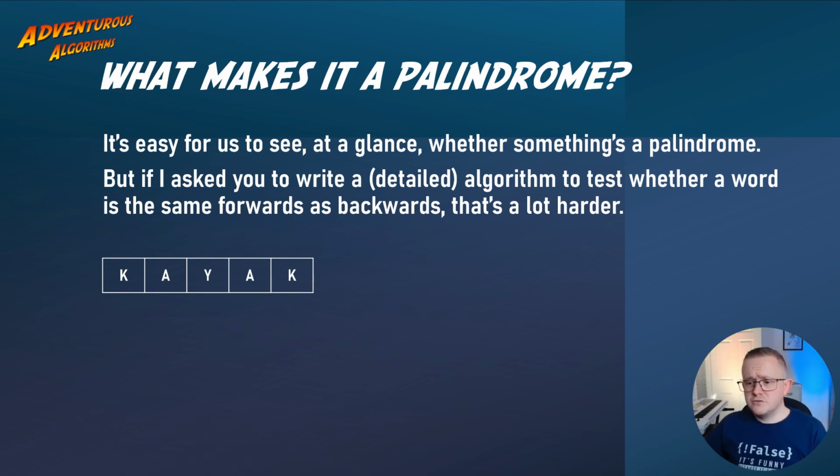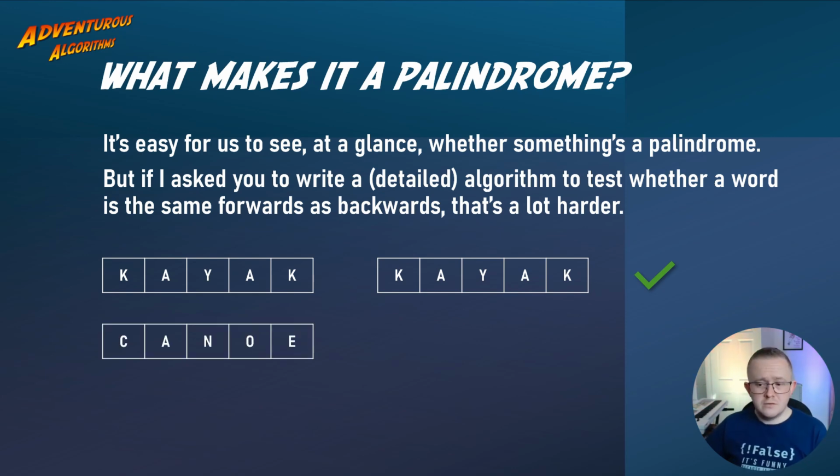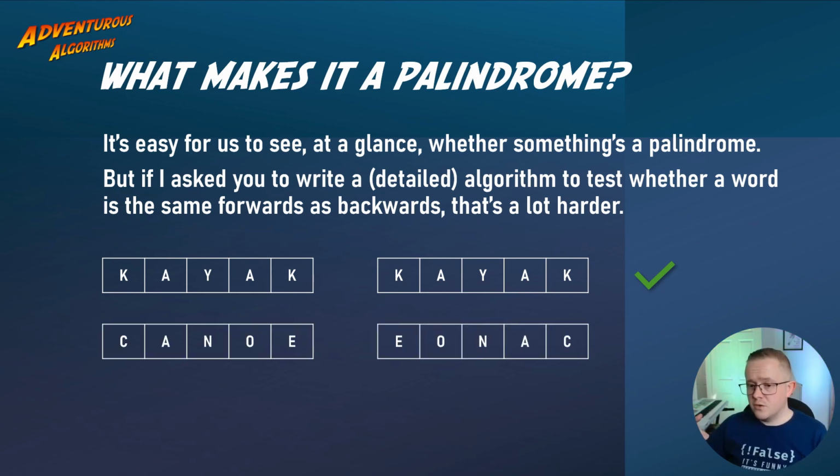So what makes something a palindrome? Well, it's usually easy for us to see at a glance whether something is the same forwards as it is backwards. Now, we probably aren't going to reverse it in our heads. Maybe that's how your brain works, but for me, I would look at the first letter and the last letter and say, are they the same? And then, if they are, look at the next letters, and the next letters, and do it that way, rather than trying to reverse the word.